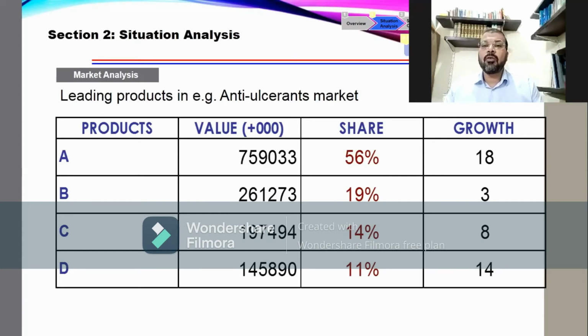Likewise, if you see that the fourth product is only 1.4 million, it's having the least market share, but its growth is on number two, which means it's growing faster than B and C. Maybe they are doing something better. So this is how we see the data, and then we drive inferences.